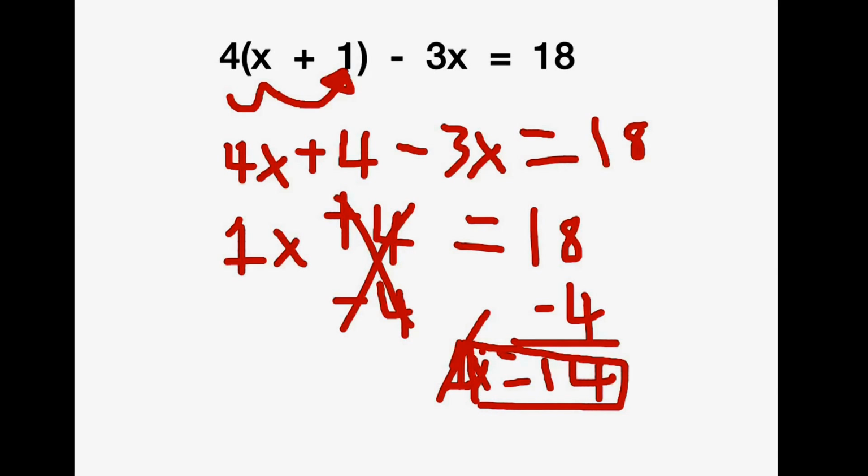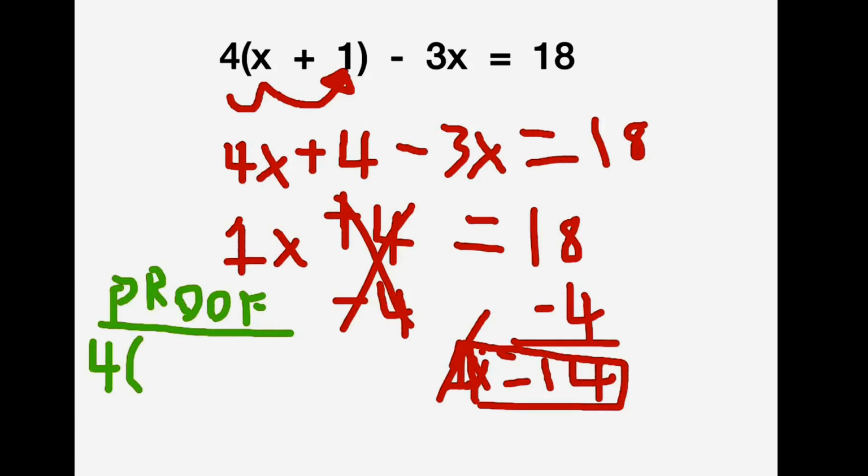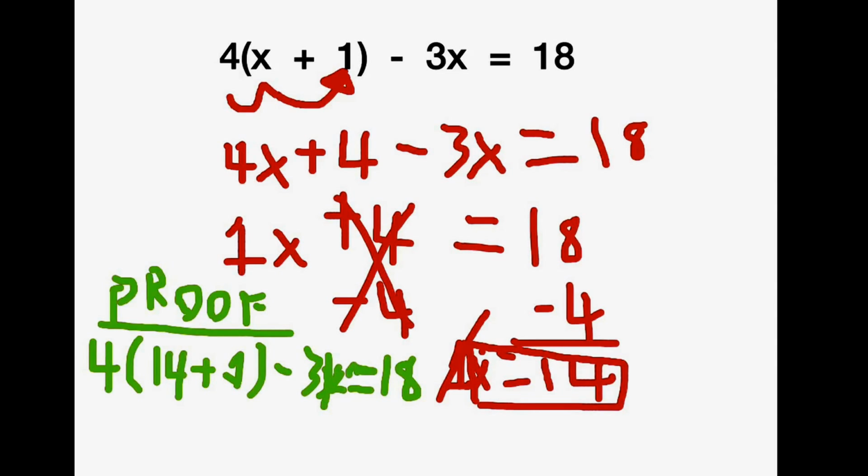And let's go over here for the proof. And then we could plug that in. So 4 times 14 plus 1 minus 3x equals 18. So 14 plus 1 is 15. 4 times 15 minus 3 times 14 is 18. So then we would have 18 equals 18, and our equation checks out.